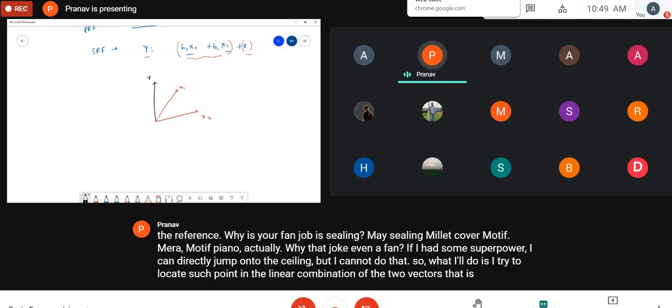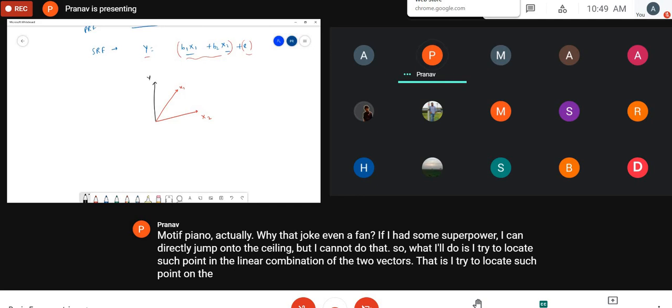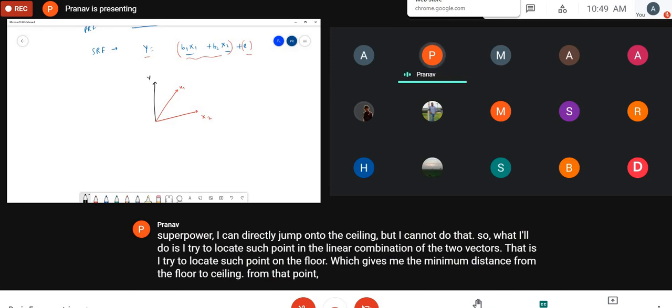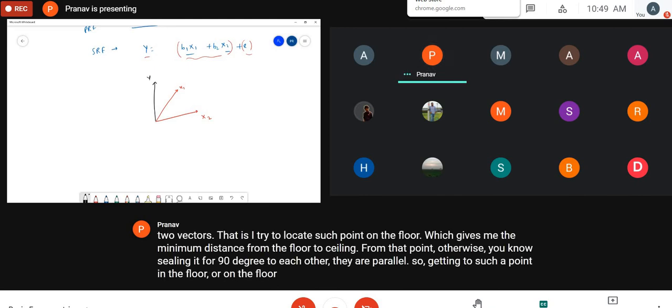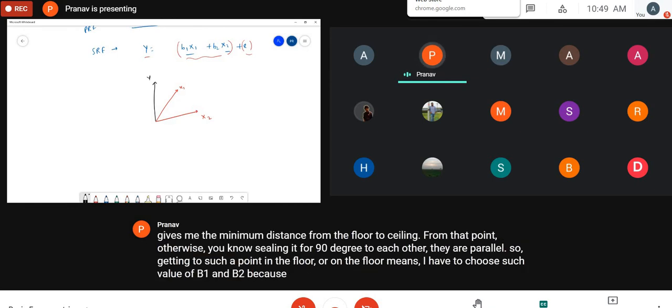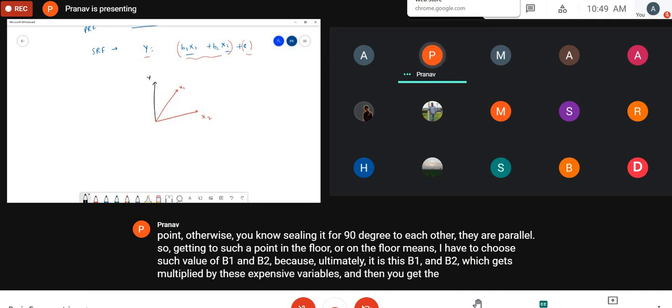That is, I'll try to locate such point on the floor which gives me the minimum distance from the floor to ceiling from that point. Otherwise, ceiling and floor are parallel to each other. So, getting to such a point on the floor means I have to choose such values of B1 and B2, because ultimately it is this B1 and B2 which gets multiplied by these explanatory variables, and then you get the linear combination.